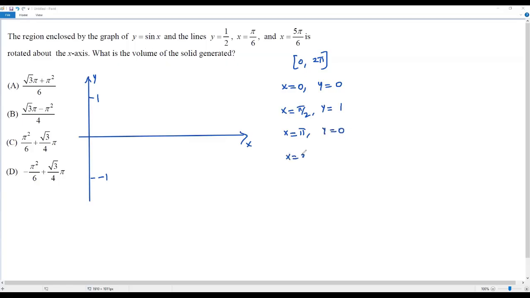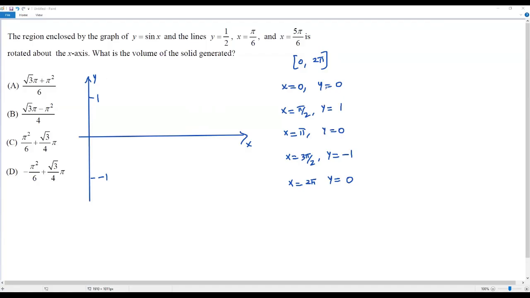And let me consider 270 degrees, which in radians is 3 pi over 2. When x equals 3 pi over 2, the value of sin is -1, that is, y equals -1. And when x equals 2 pi, the value of y equals 0, that is, sin 2 pi is 0. Okay, so clearly the graph of y equals sin x passes through the origin 0, 0.